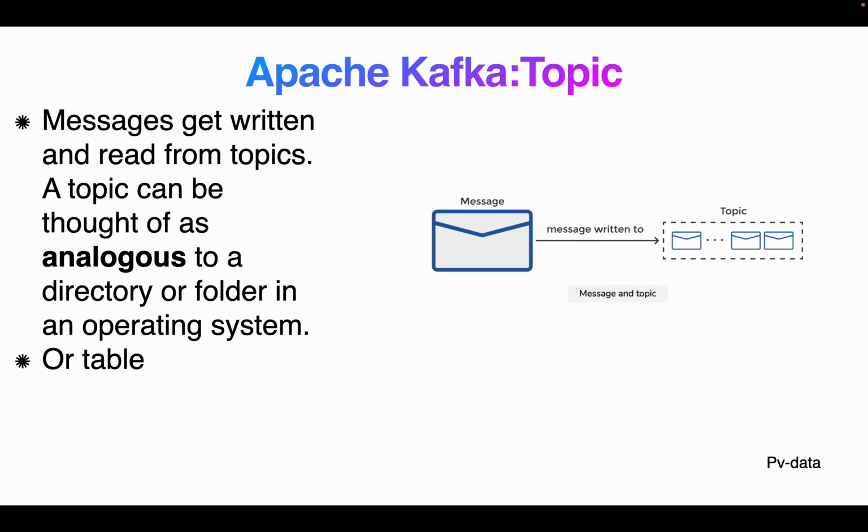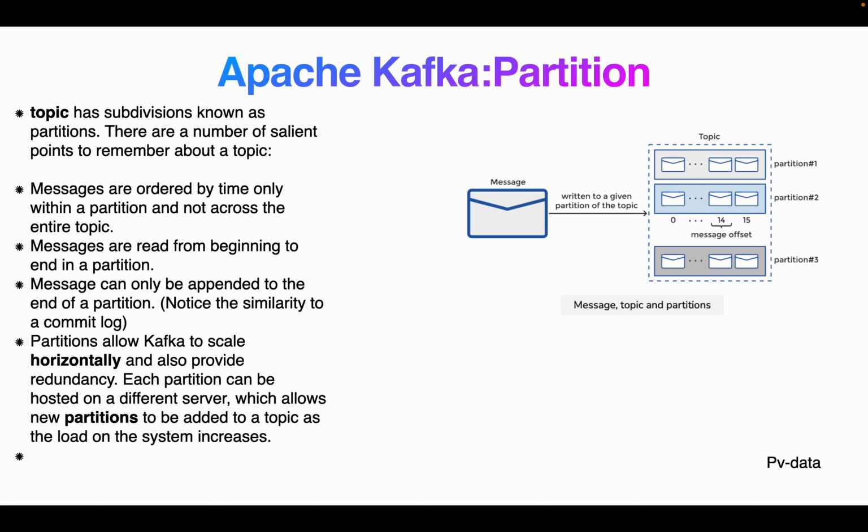Now the next part is the Kafka topic. The message is coming and going to the Kafka topic. A particular type of message will go to a particular topic. Messages are written to and read from a topic, and a topic can be thought of as analogous to a directory, a folder in an operating system, or a table. Typically we read data from MySQL and put it into Kafka. Each table becomes a topic.